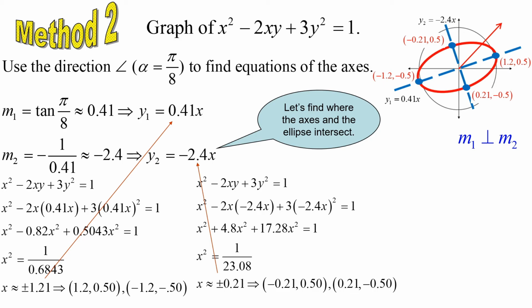Now, what would make this sketch perfect? And then I wouldn't even call it a sketch anymore. I would call it the perfect graph of x squared minus 2xy plus 3y squared equals 1. That would be, what are my two x-intercepts and my two y-intercepts? And that's just a little more arithmetic. So let's finish this thing out.